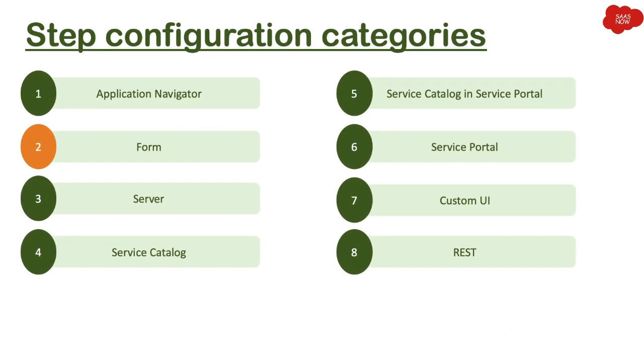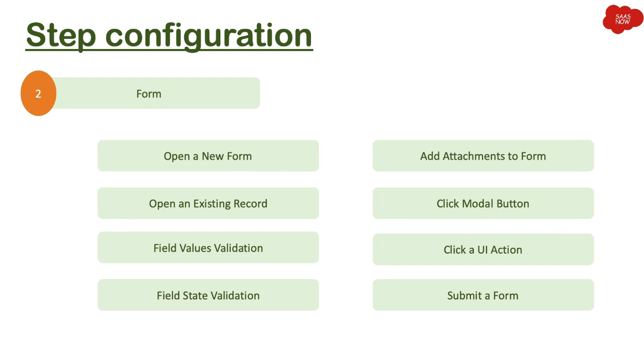The next step configuration category we have is the form category. Under the form category, you can validate the functionality of fields and UI actions on a form. There are multiple steps under the form category as well. Those step configurations are: open a new form, open an existing record, field values validation, field state validation, add attachments to the form, click modal button, click a UI action, and then at the last, submit a form.